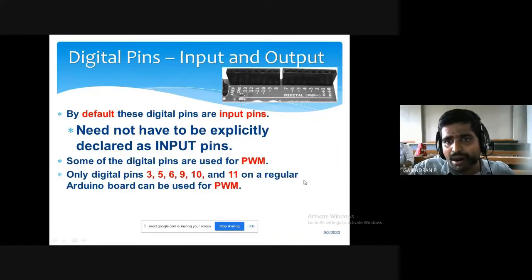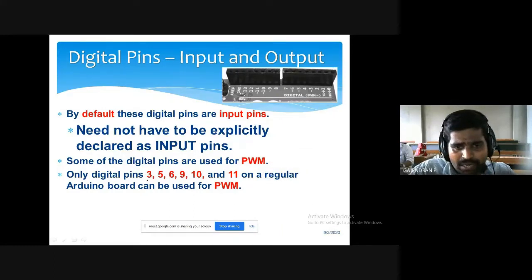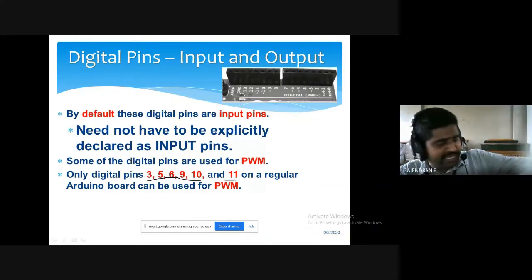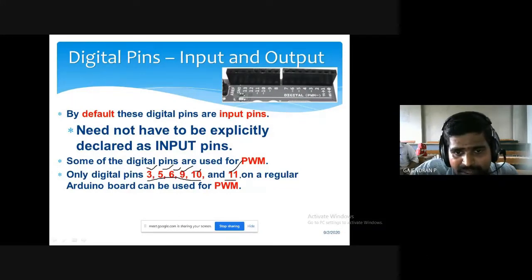Here, all the digital pins are not capable of handling PWM. Then what are all the pins? Please make note of it. Pin number 3, 5, 6, 9, 10, and 11. Take a screenshot, 1 second task. Pin numbers 3, 5, 6, 9, 10, and 11. So these 6 pins are used as PWM pins.